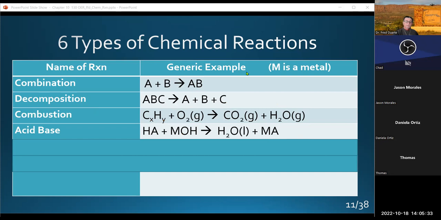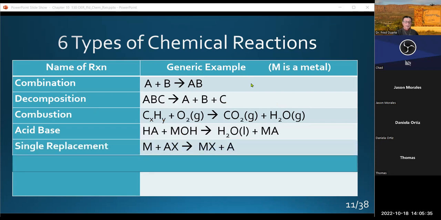Okay, and finally, not finally, almost, we have what's called a single replacement reaction. All right, let's break it down. We have a metal, denoted here by M, and then we have an ionic compound, which is made up of a metal and X, which is some anion. What's going to happen is the metals replace each other, okay?